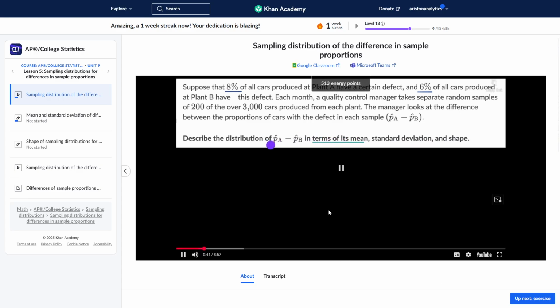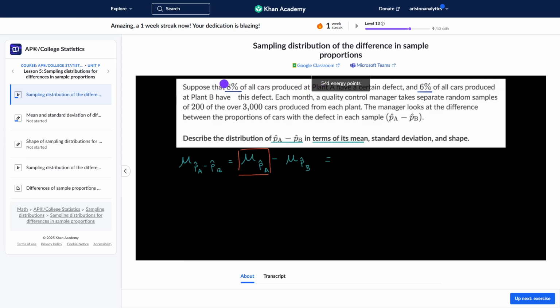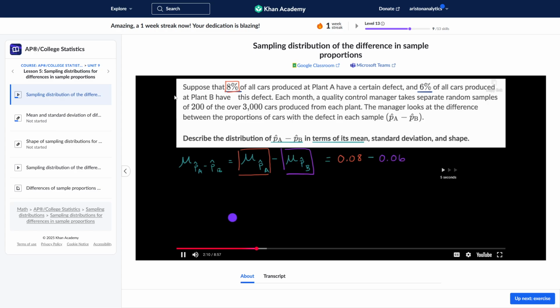First, let's think about the mean. That's just the difference of these two. Then for the standard deviation, we square, add, that's the sum, and then you square root the variances of our sample proportions. Pause this video and try to figure out what that's going to be. The mean of the sample proportion of plant A is just going to be the true population proportion for plant A, and they tell us that: 8% of all cars. The difference then gets us 2%.